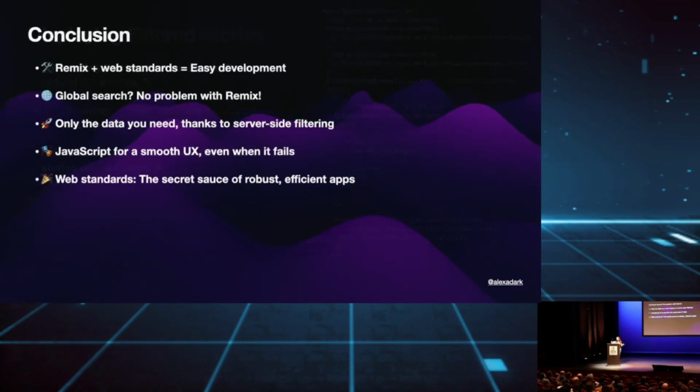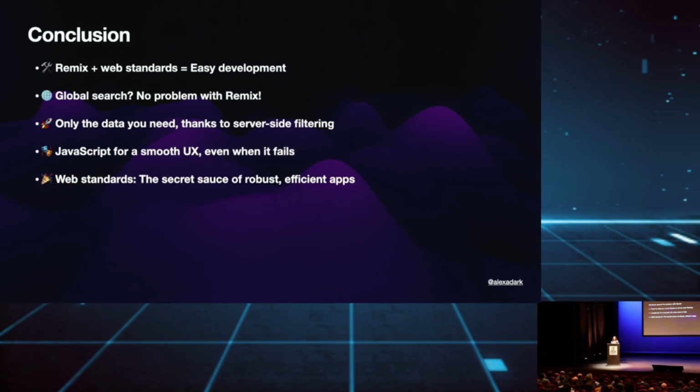So wrapping up, we've seen how using web standards in Remix makes building a global search a breeze. But it's not just about making our lives as developers easier, but also about delivering a top-notch user experience. With server-side filtering, HTTP caching, and all this good stuff, we are making our app faster and more efficient. JavaScript is here to enhance the user experience. And the best part, we're doing all this while sticking to web standards, ensuring our app is robust and future-proof. So it's a win-win situation for both developers and users.